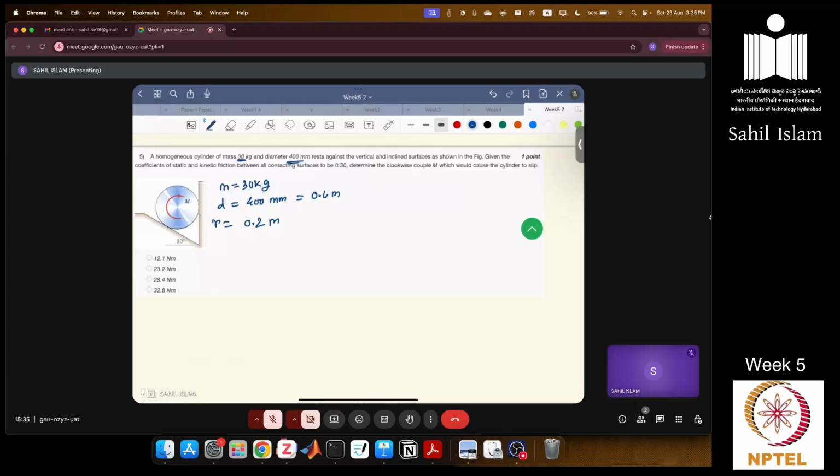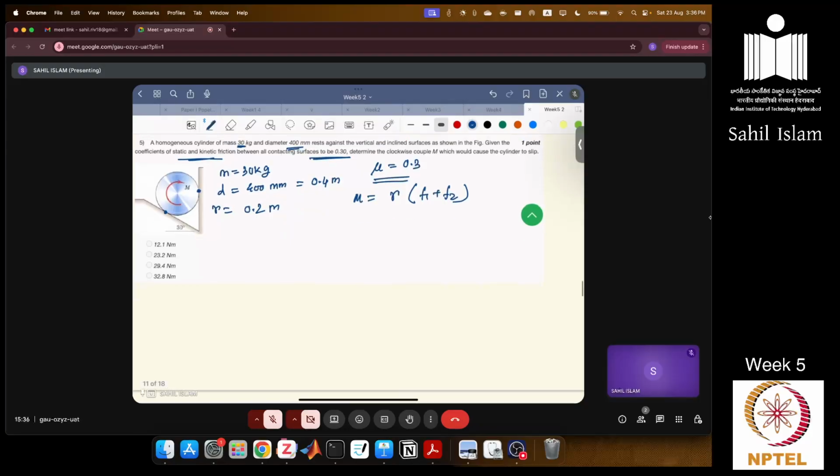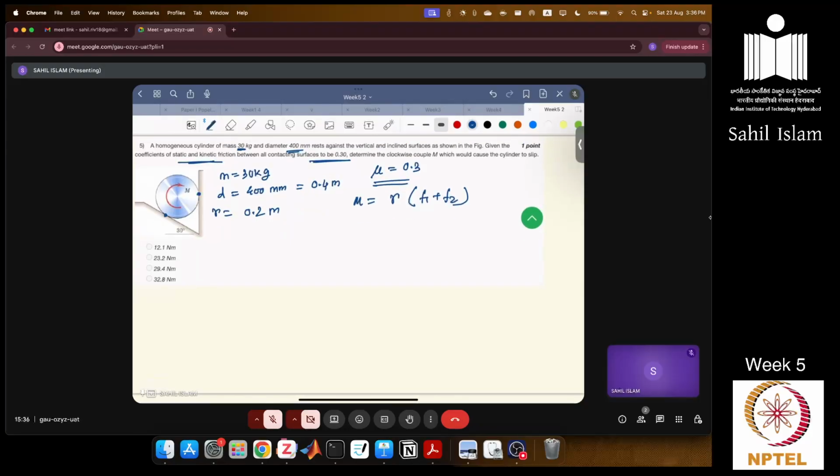The coefficient of static and kinetic friction between all surfaces is 0.2. So mu equals 0.3 coefficient of friction. Determine the clockwise couple M which would cause the cylinder to slip. So clockwise couple M is the radius of the cylinder times the total force acting, the total force at this point and this point, because it wants to rotate.